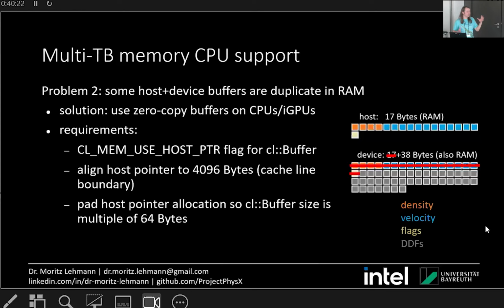And yeah, how to do the aligning is you allocate your big memory buffer, allocate an extra 4095 bytes, and then you just shift the pointer a bit to the right to where the next cache line boundary is, and you still have enough padded memory available. So that reduces the memory footprint to really 55 bytes per grid cell, even on big CPU and iGPU systems.